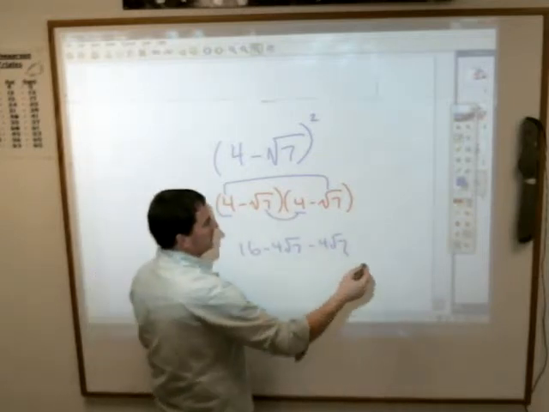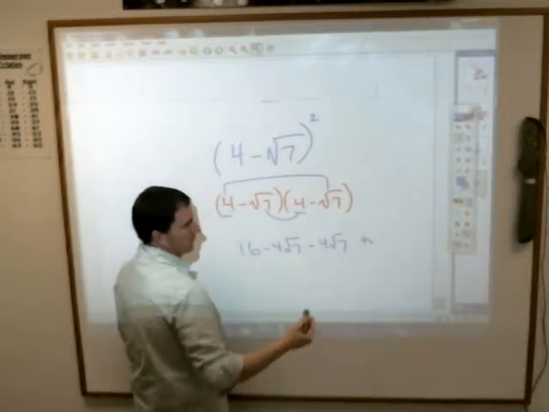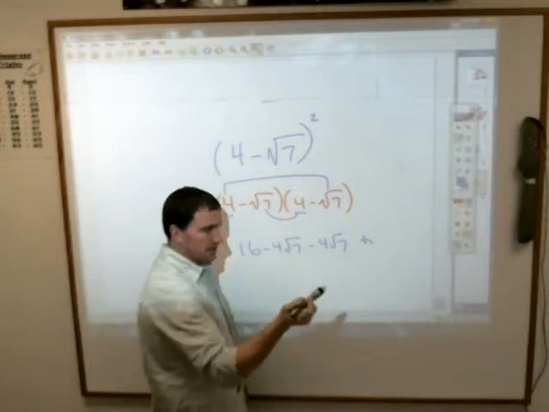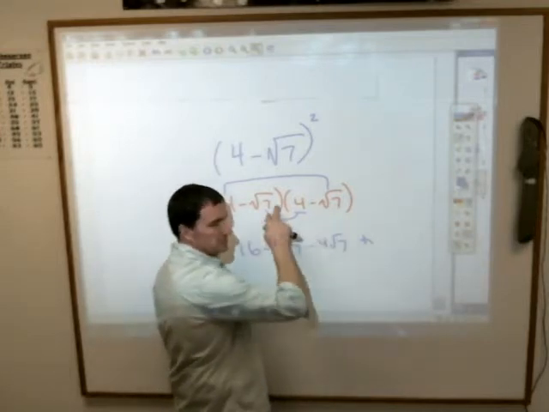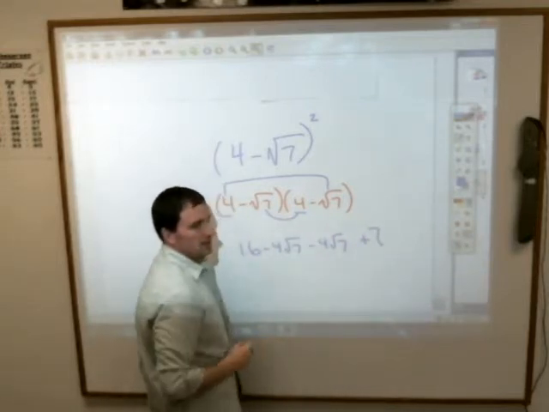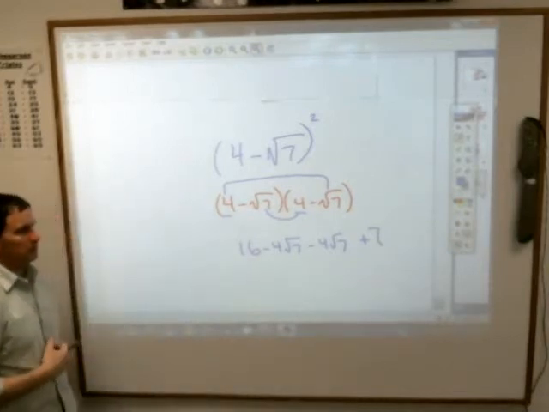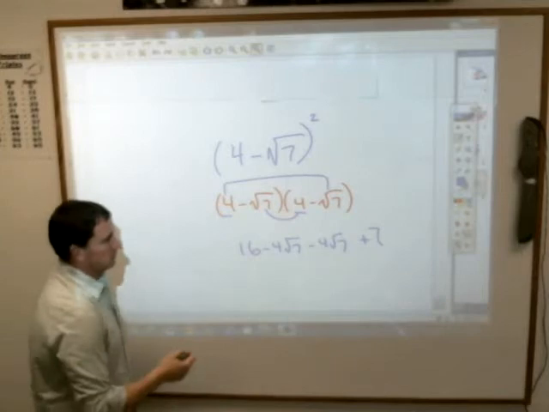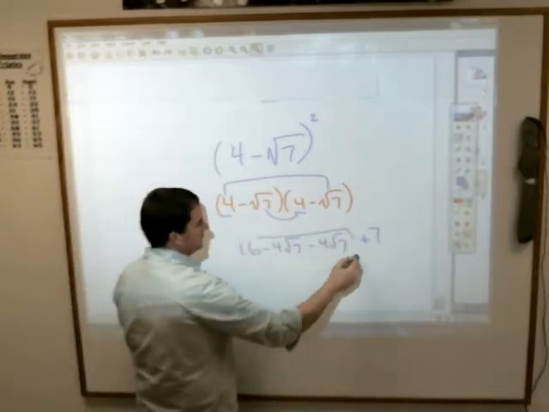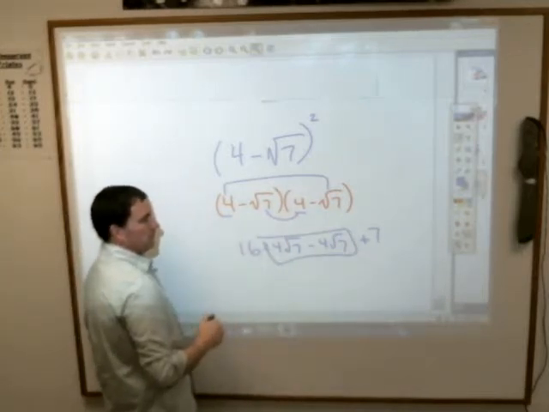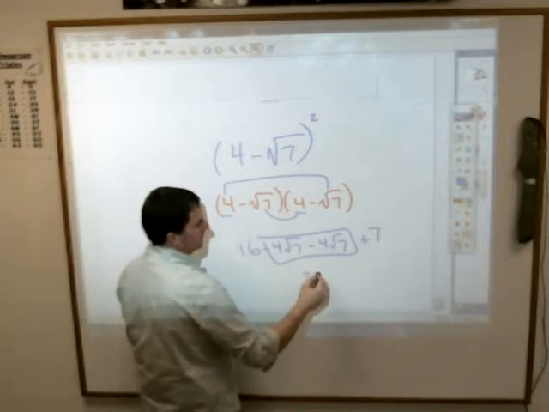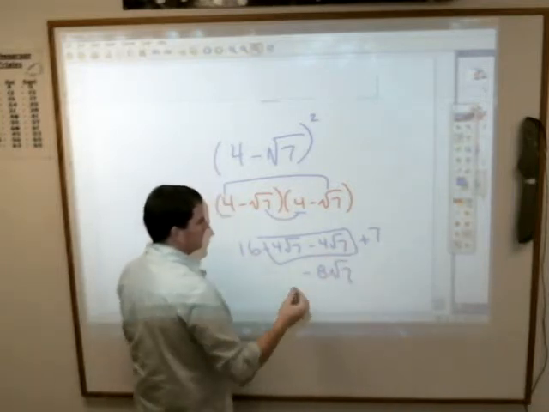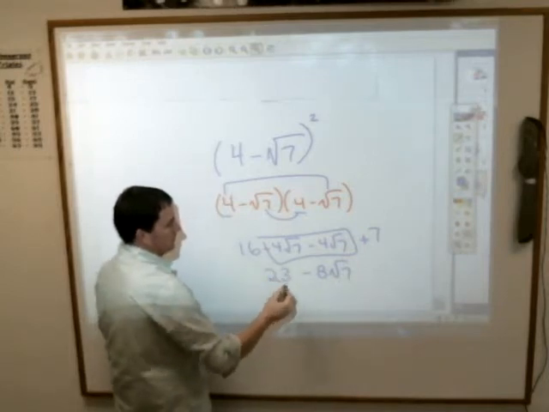And what will the last term give you? Square root of 7 times the square root of 7, anytime you have doubles, it's just going to be a normal 7. The square root of 7 times the square root of 7 is the square root of 49, which is 7. And then last but not least, what can I do? You can combine these two. Negative 4 square roots of 7 and another negative 4 square roots of 7 is negative 8 times the square root of 7. And then 16 plus 7 is 23.